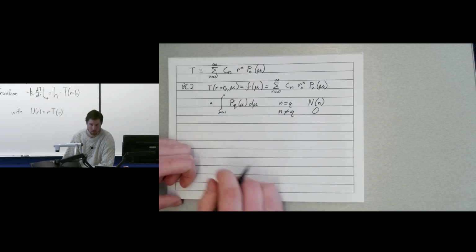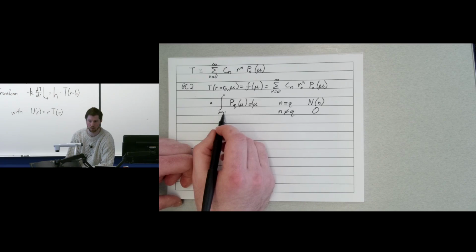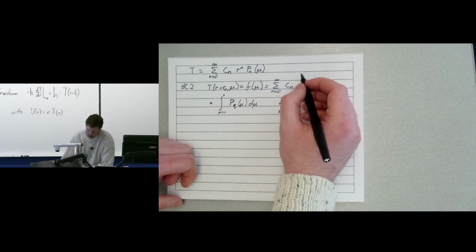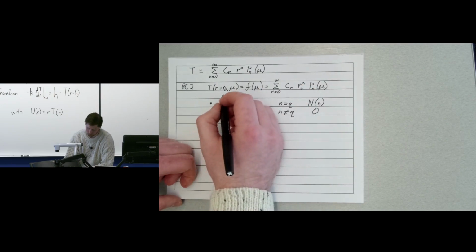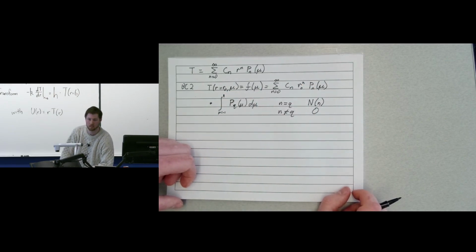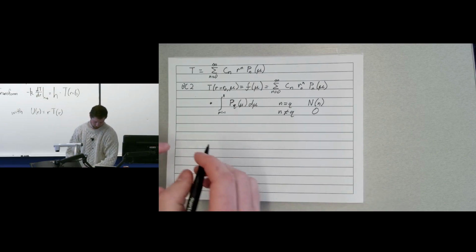Is that -1 on the integral? Yes, it's -1, because we're dealing with -1 to 1. Sorry. Is the weighting function in mu just 1? Yes. Good here? Okay. All right.